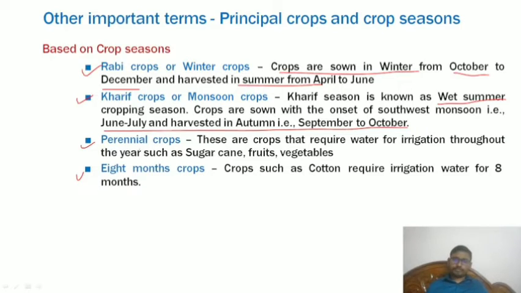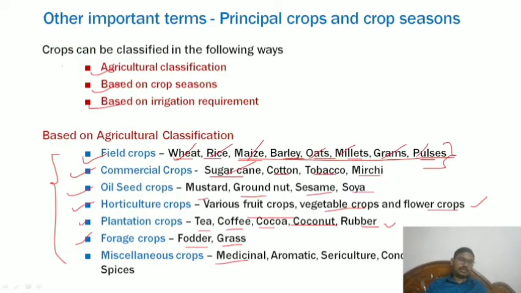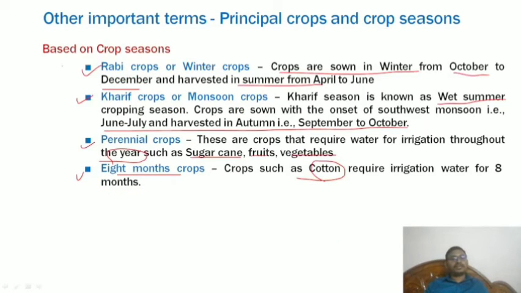Perennial crops are crops that require irrigation water throughout the year. This is very important: the supply should be throughout the year, like sugarcane, which is a major one, fruits and vegetables. And 8-month crops is nothing but cotton, which requires irrigation water for 8 months. So the agriculture classification has field and commercial crops, and based on crop season we have rabi season and kharif season, that means winter crops and monsoon crops. According to the type of crop, we have to supply the water.